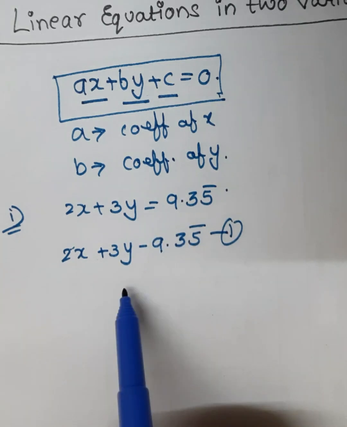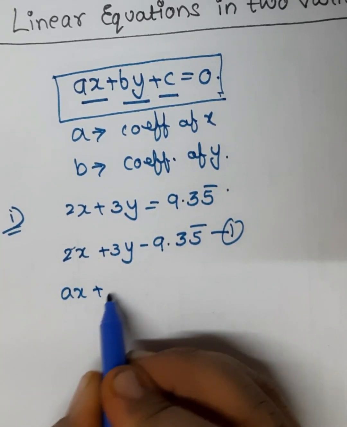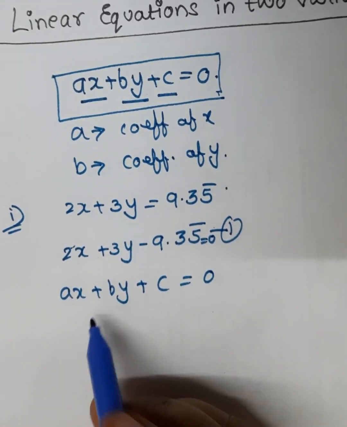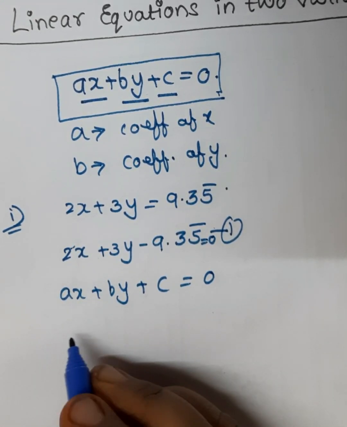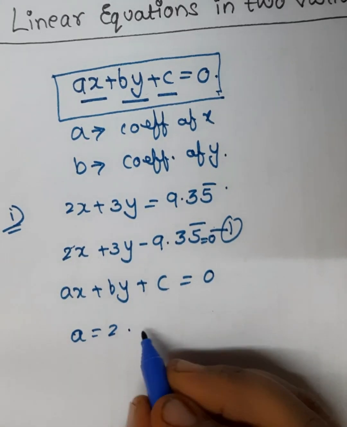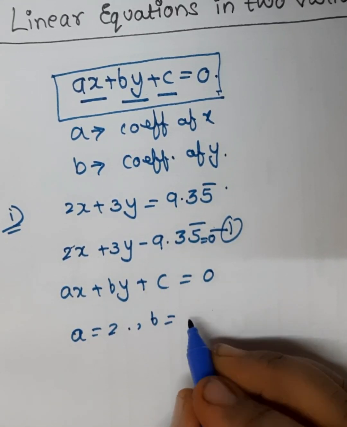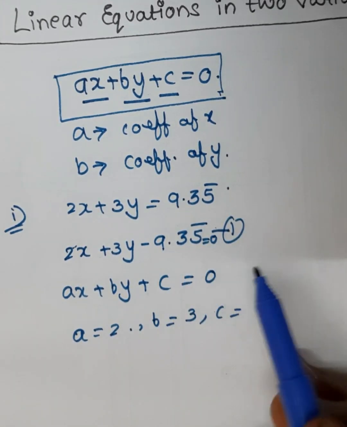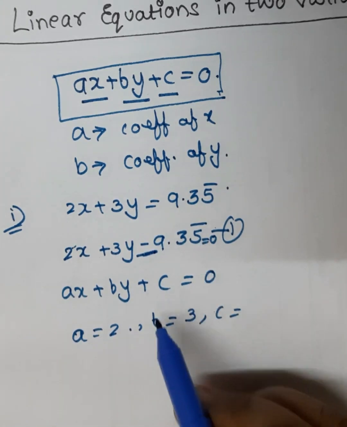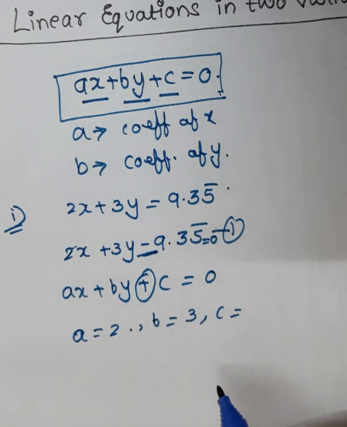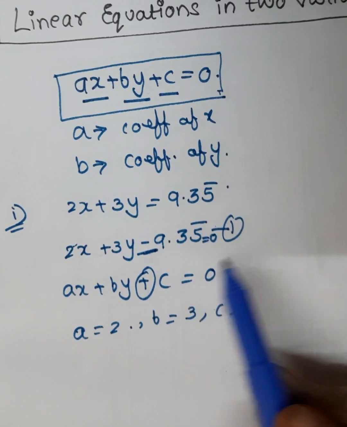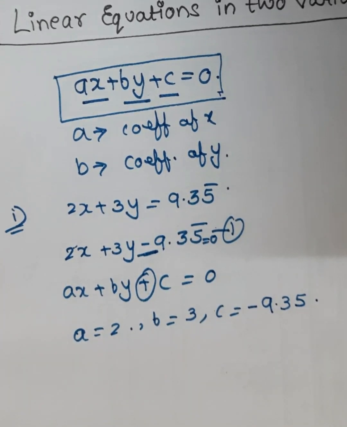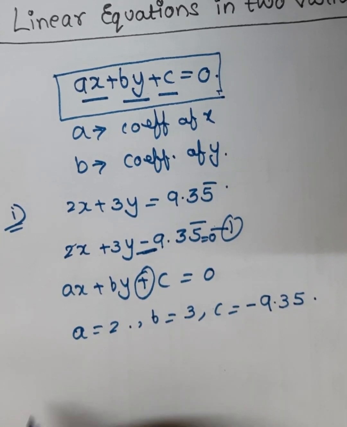Now comparing this with ax plus by plus c is equal to 0, a is equal to 2, b is equal to 3, and c will be 9.35, but the sign will be minus, because in the standard form the sign is plus and here we have a minus sign. So c is minus 9.35. Similarly, we will see one more question.